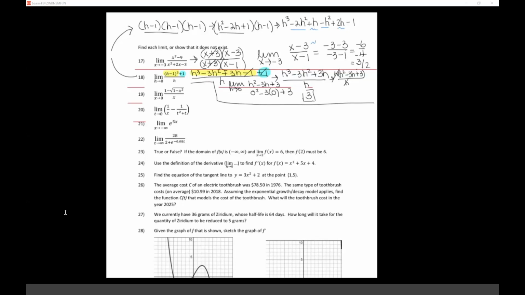Can I just plug in 0? Would that work? You can't plug in 0, right, Raven? You can't plug it in because you'd have a 0 in the denominator again. And again, you're not allowed to divide by 0. It's undefined. So what sort of algebraic manipulation can you do on 19?